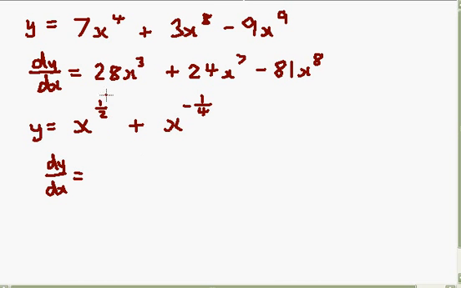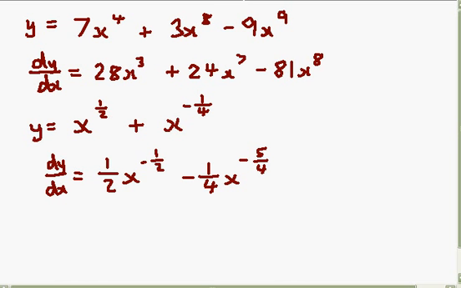Right, well, the same method applies. The half comes down to the front, and I take 1 off the power. So 1/2 take away 1 is minus a half. So now we've got x to the minus a quarter. The minus a quarter comes down to the front, and I take 1 off the power. So I get minus 5/4. So it works as simply as that. Okay.